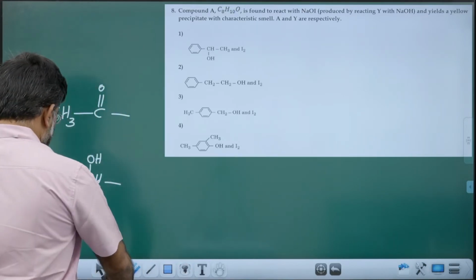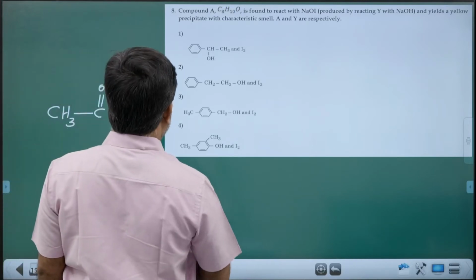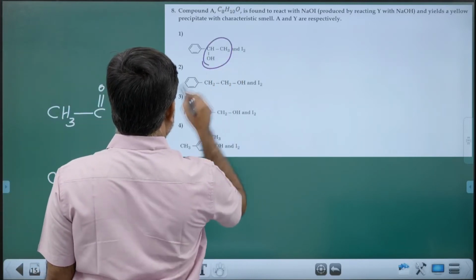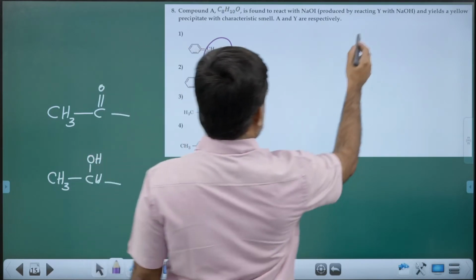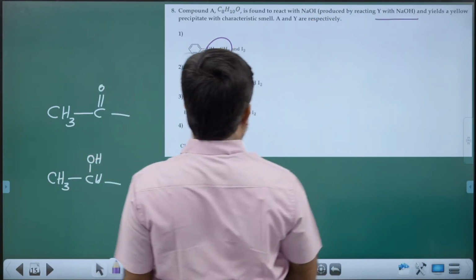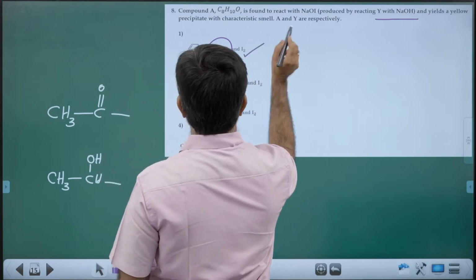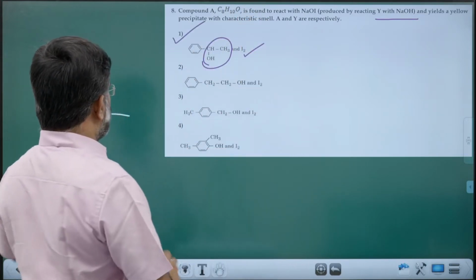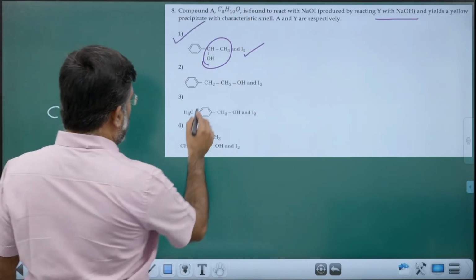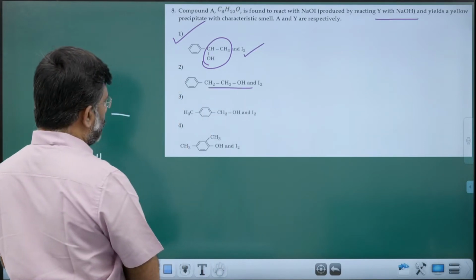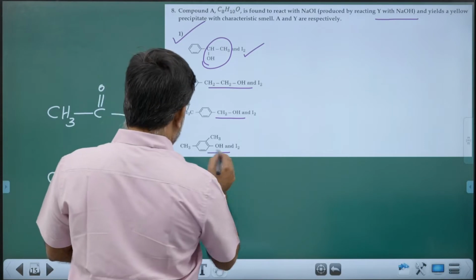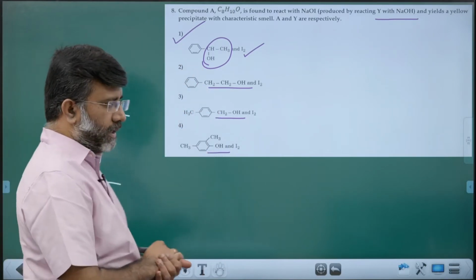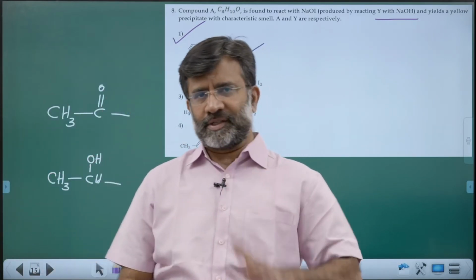Now, here we have a methyl carbonyl group. And what is Y? Y with NaOH gives NaOI, that is iodine. So both are correct, and the first choice is the correct answer. Here you don't have a methyl carbonyl group, here also you don't, and here also you don't. All the other options are eliminated. The answer is the first choice.